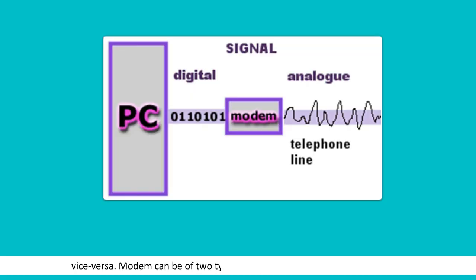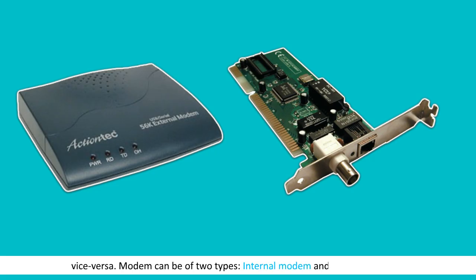Modem can be of two types, internal modem and external modem. An external modem is attached externally with the computer, but an internal modem is connected on the motherboard of the system inside the CPU box.